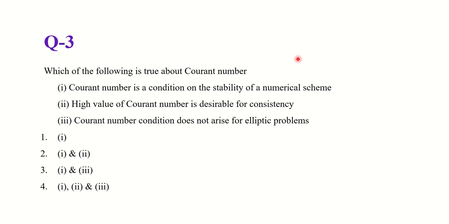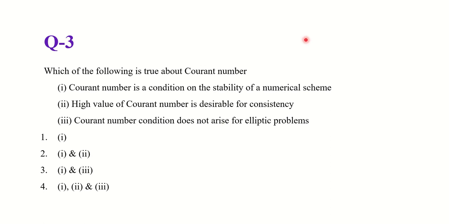So basically, what is Quran number? We'll go step by step. Quran number is generally used for stability analysis, or to find out the stability of the numerical scheme. Basically, it is a condition. If the system of equations obeys that condition, the system can be stable. Otherwise, instability would occur. So the Quran number is a condition on the stability of a numerical scheme.